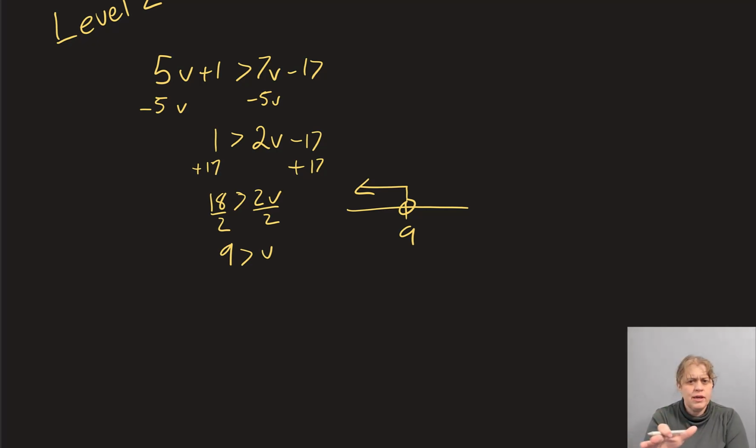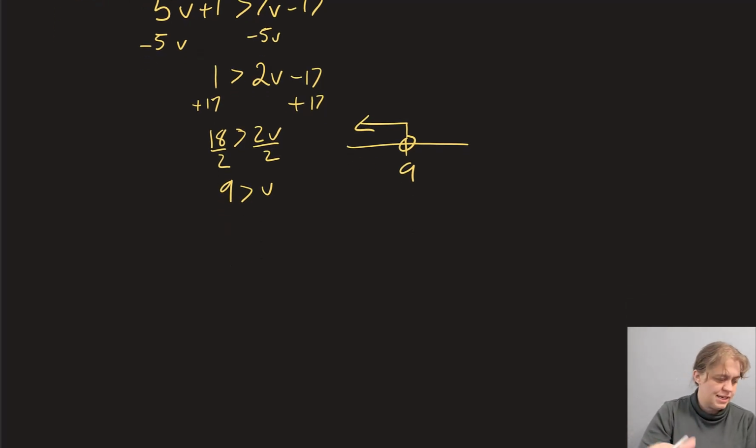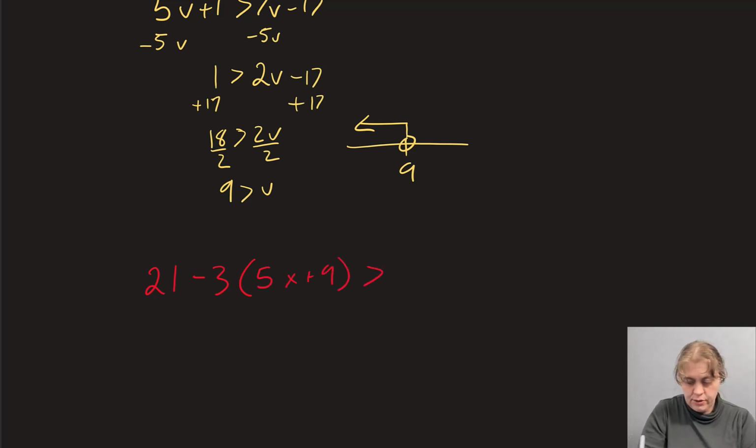So now we're going to get into a couple of cautionary tales of things to watch out for, because there's a couple of mistakes that people like to make with this next example. So we've got 21 minus 3 times 5x plus 9 greater than or equal to 7. So that's our situation. We have 21 minus. Oh no, I'm multiplying by a negative. What do I do? No flippy the sign.